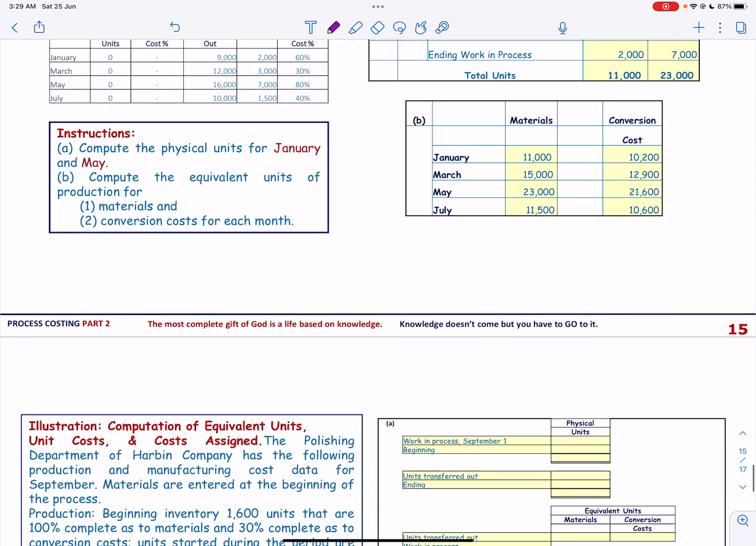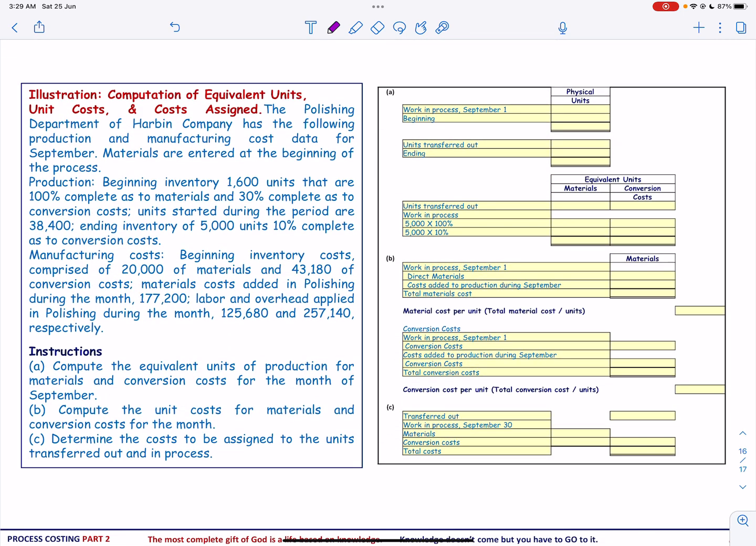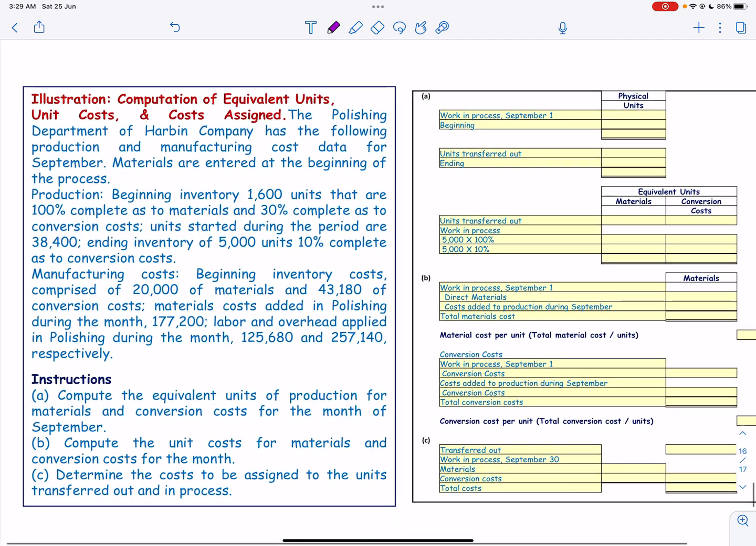Let us look into one more exercise. The polishing department of Harbin Company has the following production and manufacturing cost data for the month of September. Materials are entered at the beginning of the process. Production is 1600 units that are 100% complete. So work in process that is complete is 1600. And the units started during the period is 38,400. So that makes 40,000.